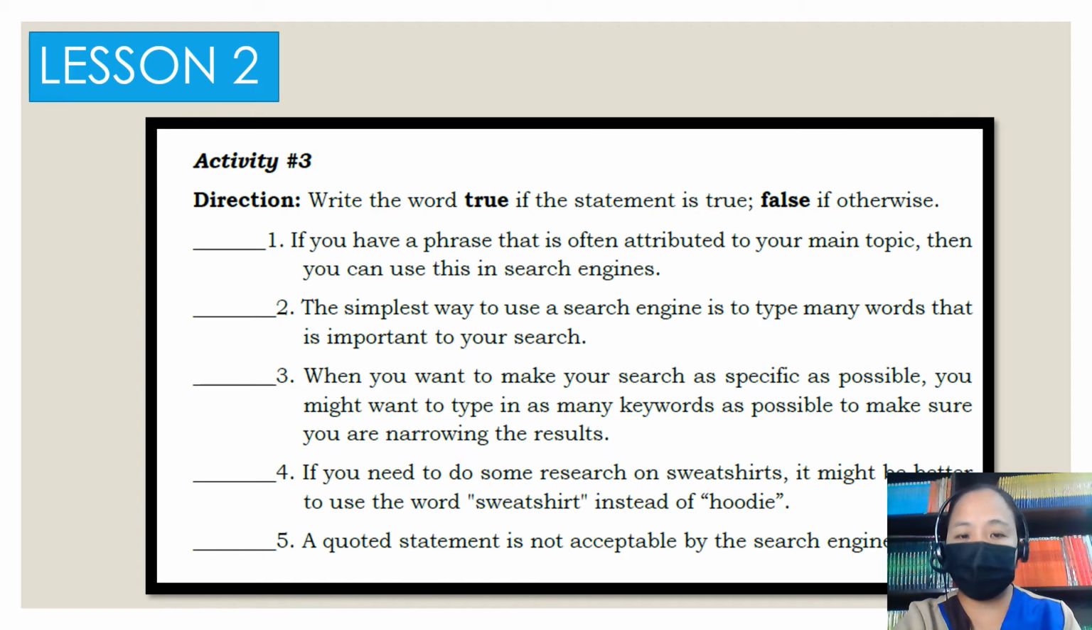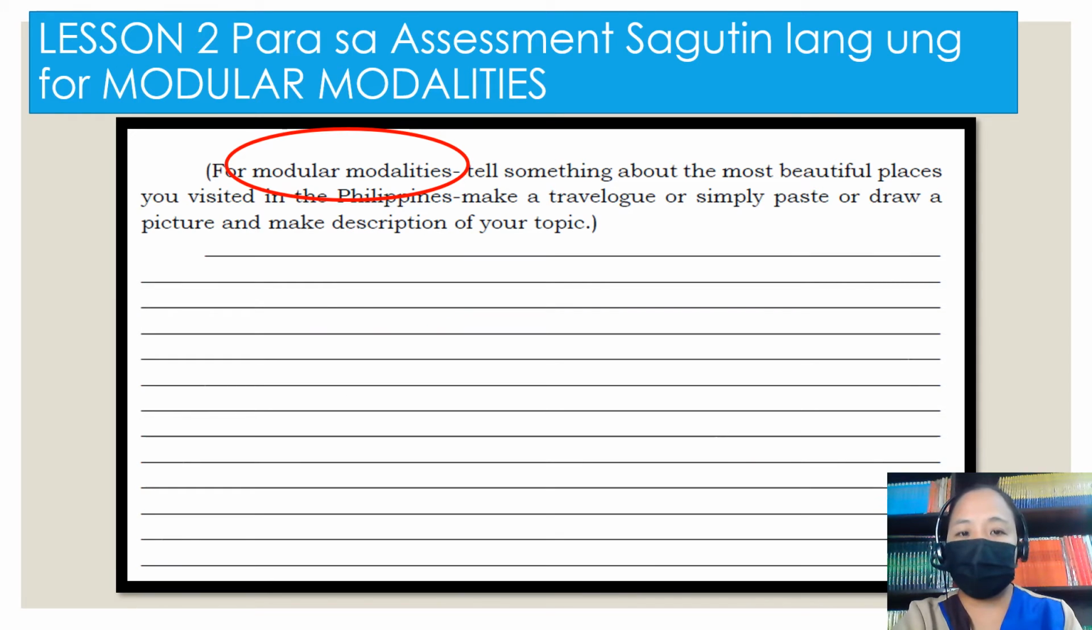Then, for activity 3, all you have to do is write true or false before the number. Please read carefully. Do not be in a hurry in answering. And then, for assessment, you have several instructions there. But do not answer the first part. You will only answer the one for modular activities. Look for the part that says for modular activities.